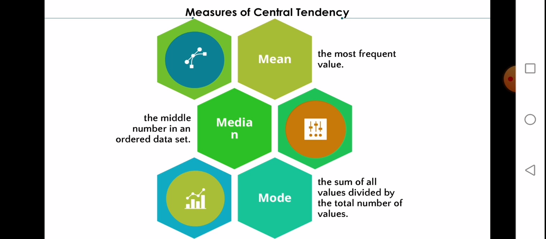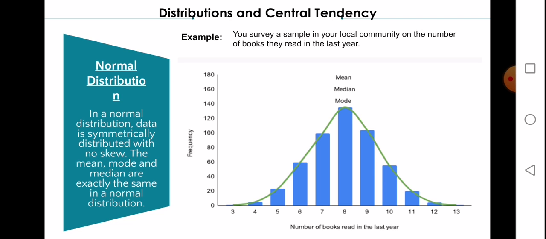Okay. So we have here the mean, which is the most frequent value, the median, the middle number in an ordered data set, and also the mode, the sum of all values divided by the total number of values. Now, in addition to central tendency, the variability and distribution of your data set is important to understand when performing descriptive statistics. Okay, so distributions and central tendency.